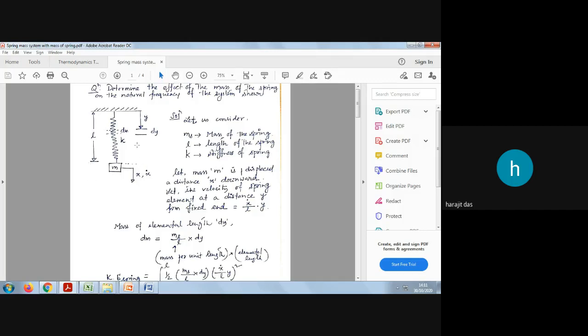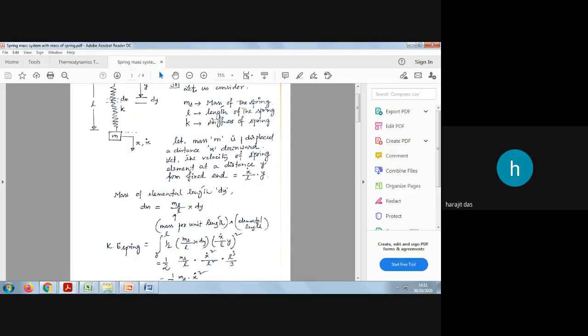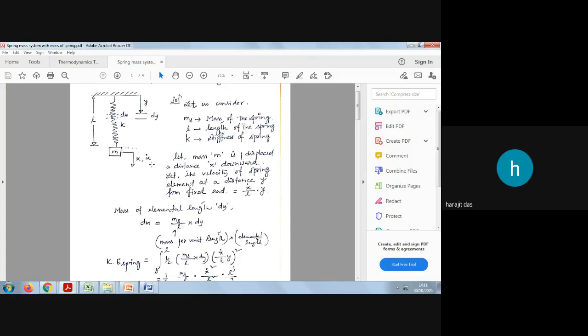To find out the kinetic energy, we need to calculate the mass of the spring. That is why the elemental mass is considered, and its value is given by ms upon L into dy. Now what will be the kinetic energy of the spring? It will be found by integrating the kinetic energy of this elemental mass throughout the total length of the spring, from 0 to L. If we integrate the elemental kinetic energy, we will get the total kinetic energy of the spring.